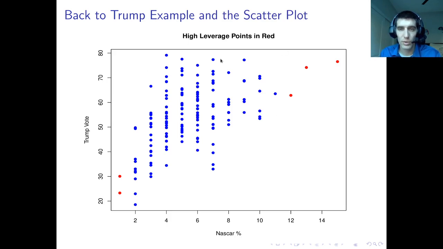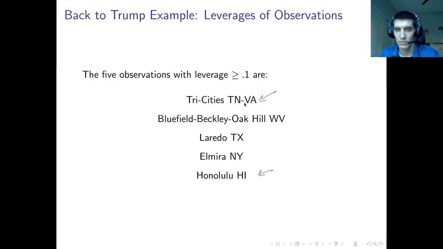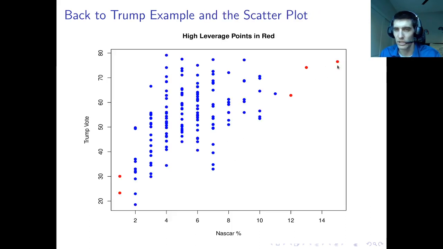Plotting the high leverage points, I'm plotting them in red. So this is the points where the leverage is greater than 0.1. They are the regions over here. I think this is the New York and Hawaii point, and this is the Texas, West Virginia, and what was this? Virginia, Tennessee, Virginia, I guess. All right.